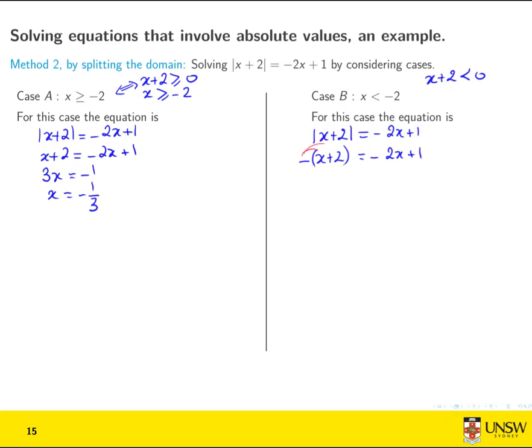We now distribute the negative 1. It's like multiplying a parenthesis by negative 1. So we're going to get minus x minus 2 is equal to negative 2x plus 1. So if we add 2x to both sides, and some of you are starting to worry, they're right, we're going to get x minus 2 is equal to 1, so x is equal to 3.